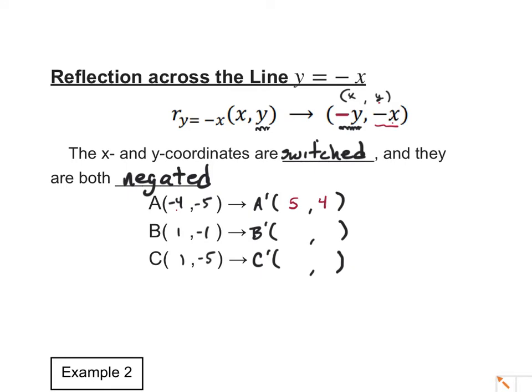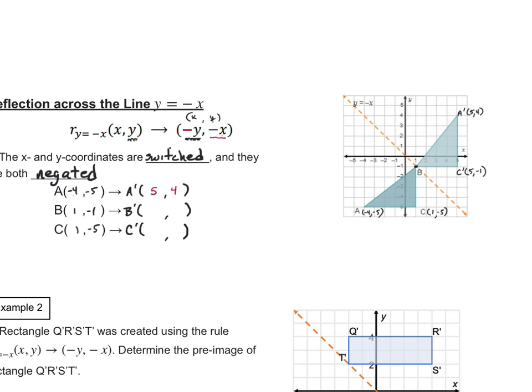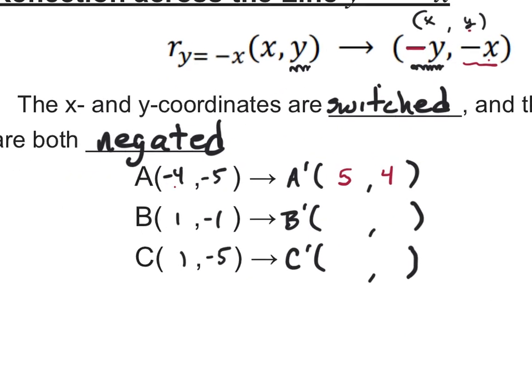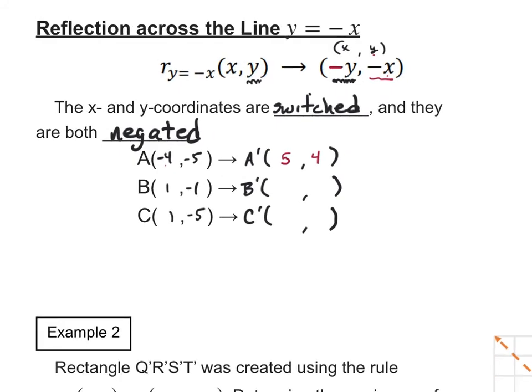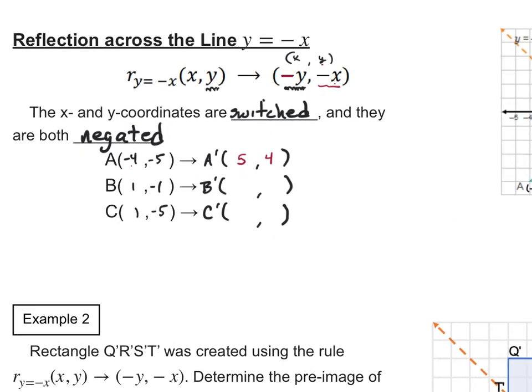Okay. Now let's look at the new A prime, and sure enough, A prime over here is going to be 5, 4. Now I'm going to draw the negated in here on this next one. We'll go to C first, because it turns out that B's point didn't change, so there's no change there, and I know that that is going to be 1, negative 1.